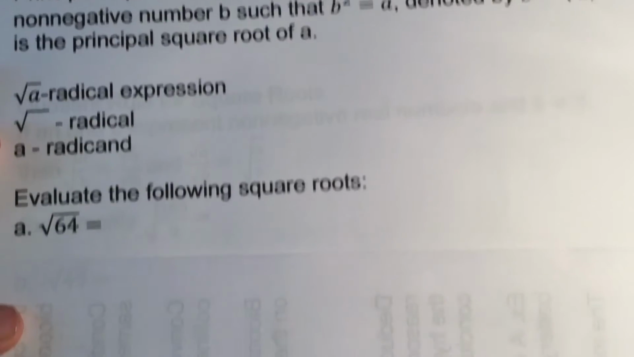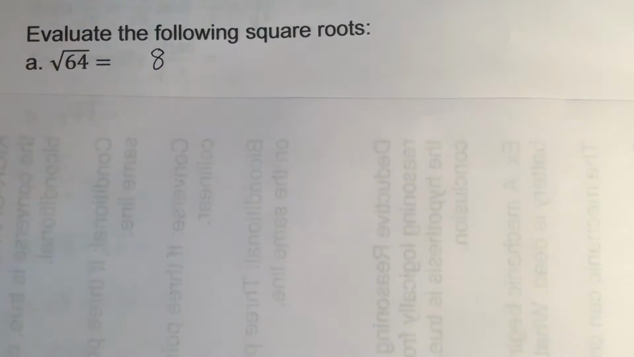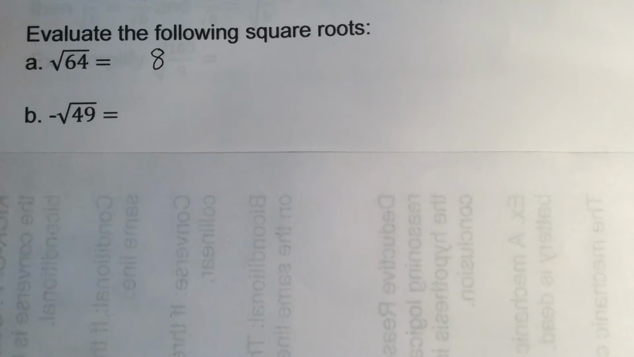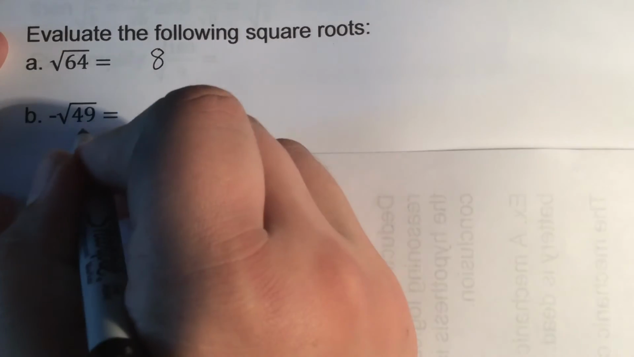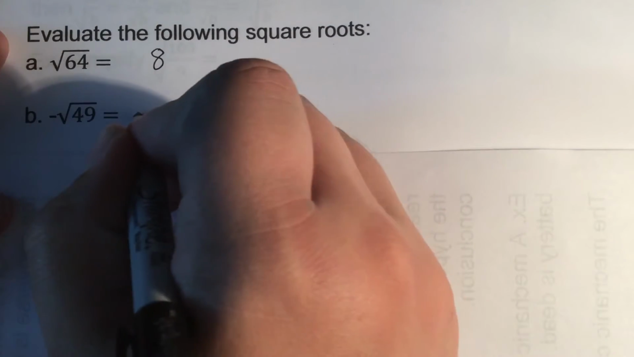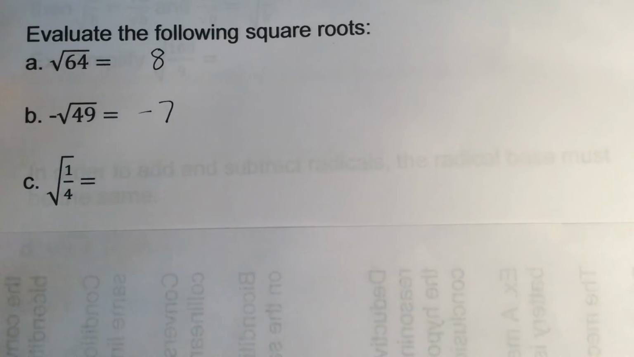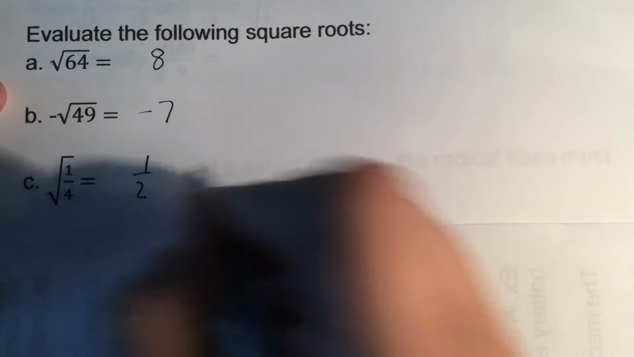So if we evaluate the following roots, the square root of 64: what times itself gets 64? Well, 8 does. What about the negative root of 49? Well, the square root of 49 would be 7, and the negative root would be negative 7. The square root of 1/4 would be a half.